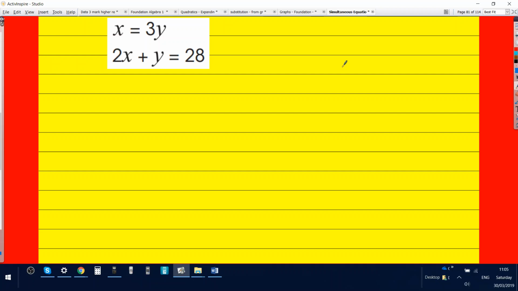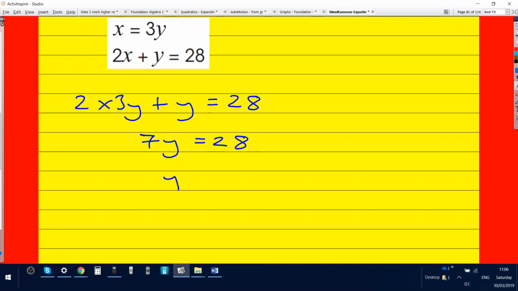So sub in x, so 2 times 3y, which is just 6y plus y equals 28. And that is 7y. So you divide by 7 to get y equals 4. And then you do 4 times 3 is 12, so x equals 12.